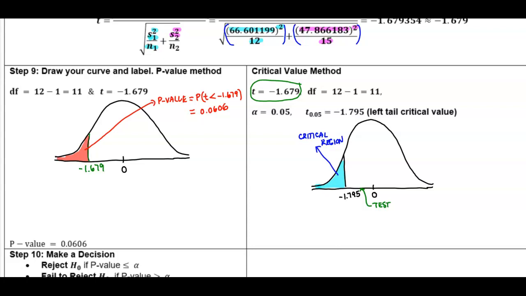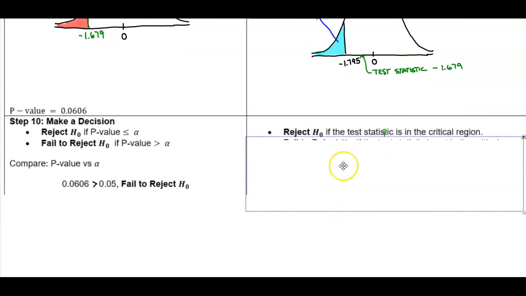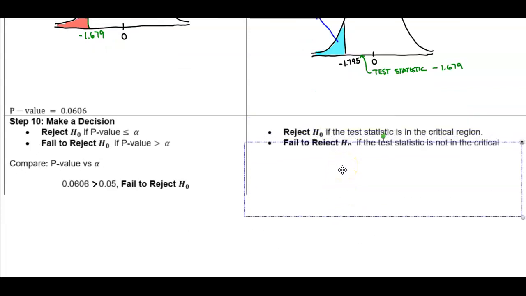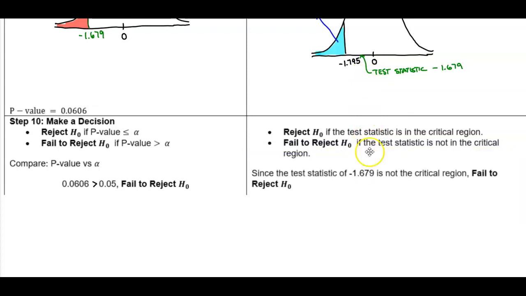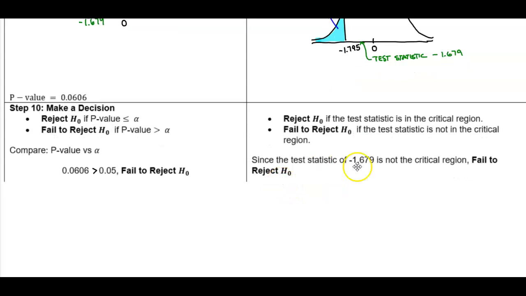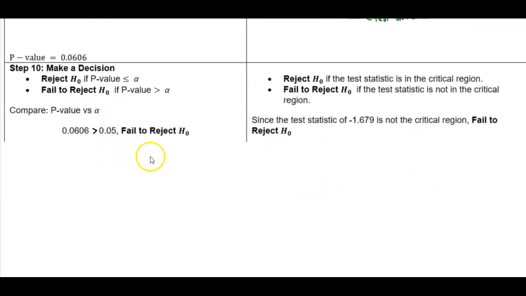So the test statistic is located to the right of that number. Reject the null if the test statistic is in the critical region, and fail to reject the null if it is not in the critical region. The test statistic of negative 1.679 is not in the critical region. Therefore, we fail to reject the null, just as we did when using the p-value method.